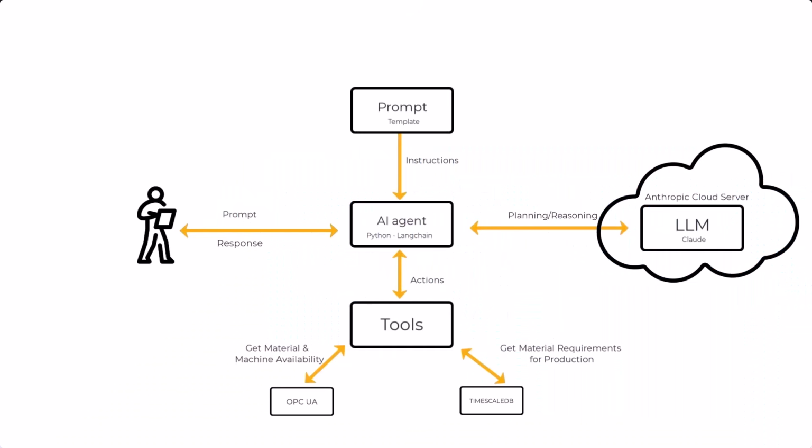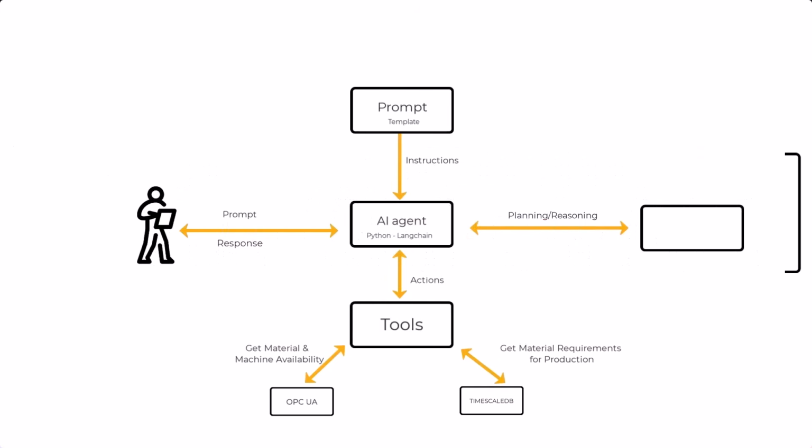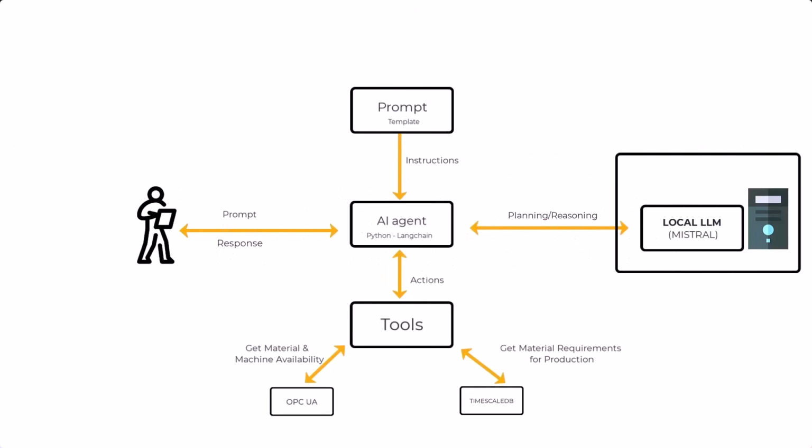So here's what we're going to do. Instead of using Claude as the LLM, we're going to replace it with a local model that runs entirely on our machine. And the nice part is we're going to reuse our existing code. The data connections stay the same, the tool definitions stay the same, the agentic logic stays the same. We're literally just going to swap out the brain.